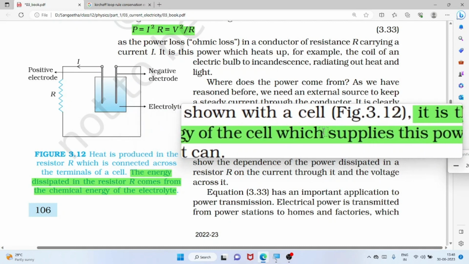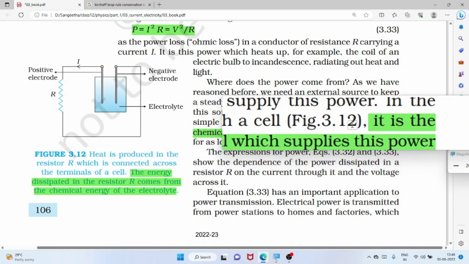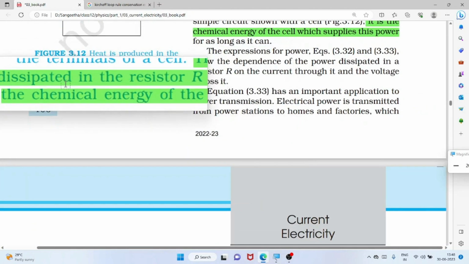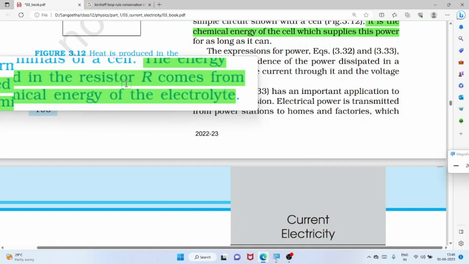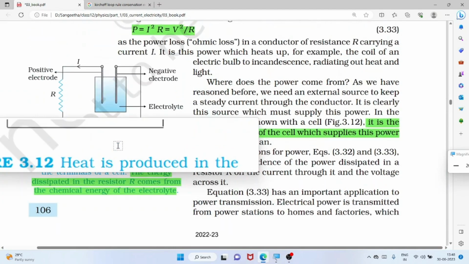In the cell, the chemical energy of the cell supplies the power. Okay, this chemical energy of the cell supplies power. The energy dissipated in the resistor comes from the chemical energy of the electrolyte.